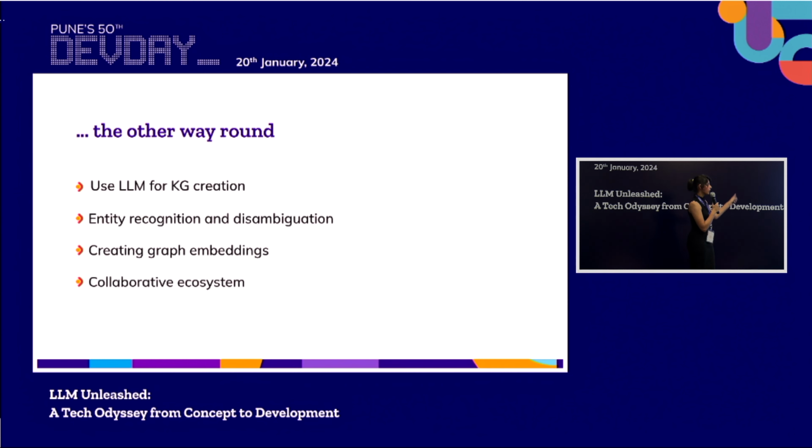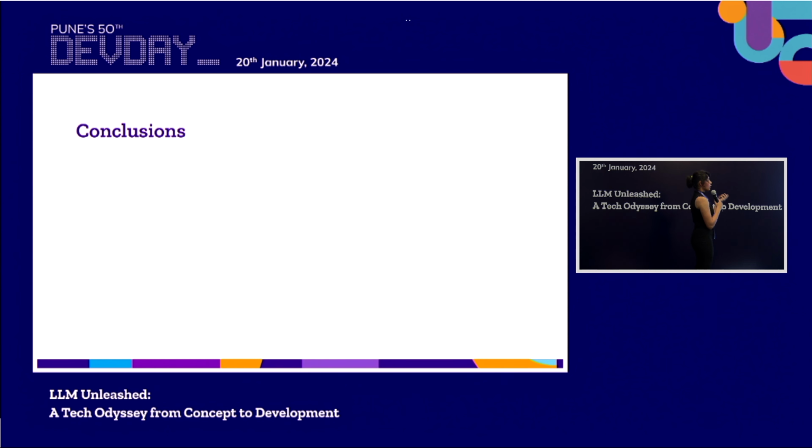So all of it becomes a collaborative system. You use an LLM to create a knowledge graph, and then your knowledge graph is going to give information to the LLM to construct the answer. Isn't it like a good ecosystem to be in? So that's about it. So we saw LLMs are really powerful models, as both of my co-speakers said.